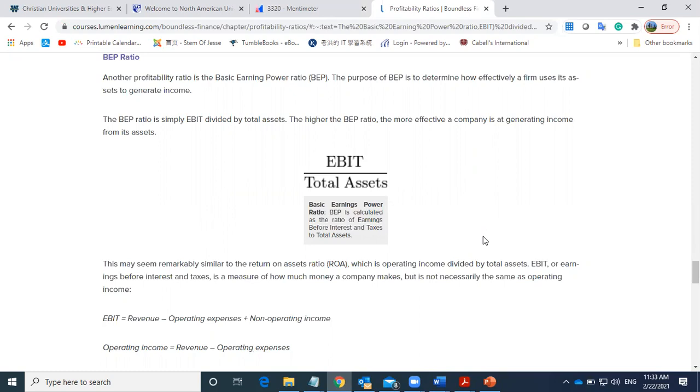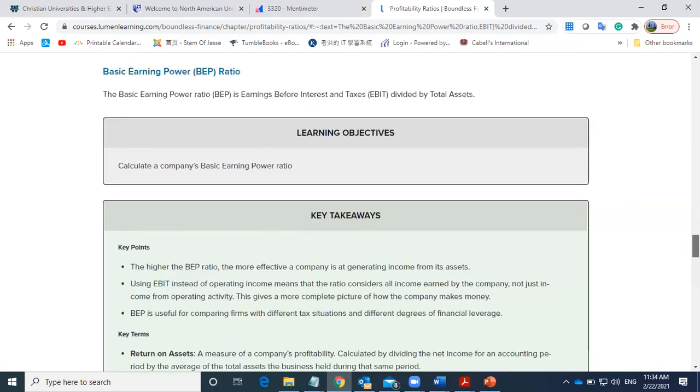We use net income divided by total asset, right? That is return on asset. But if we use operating profit divided by the total asset, that is called basic earning power. It's also a profitability ratio. Okay, profitability ratio, and it's pretty commonly used.